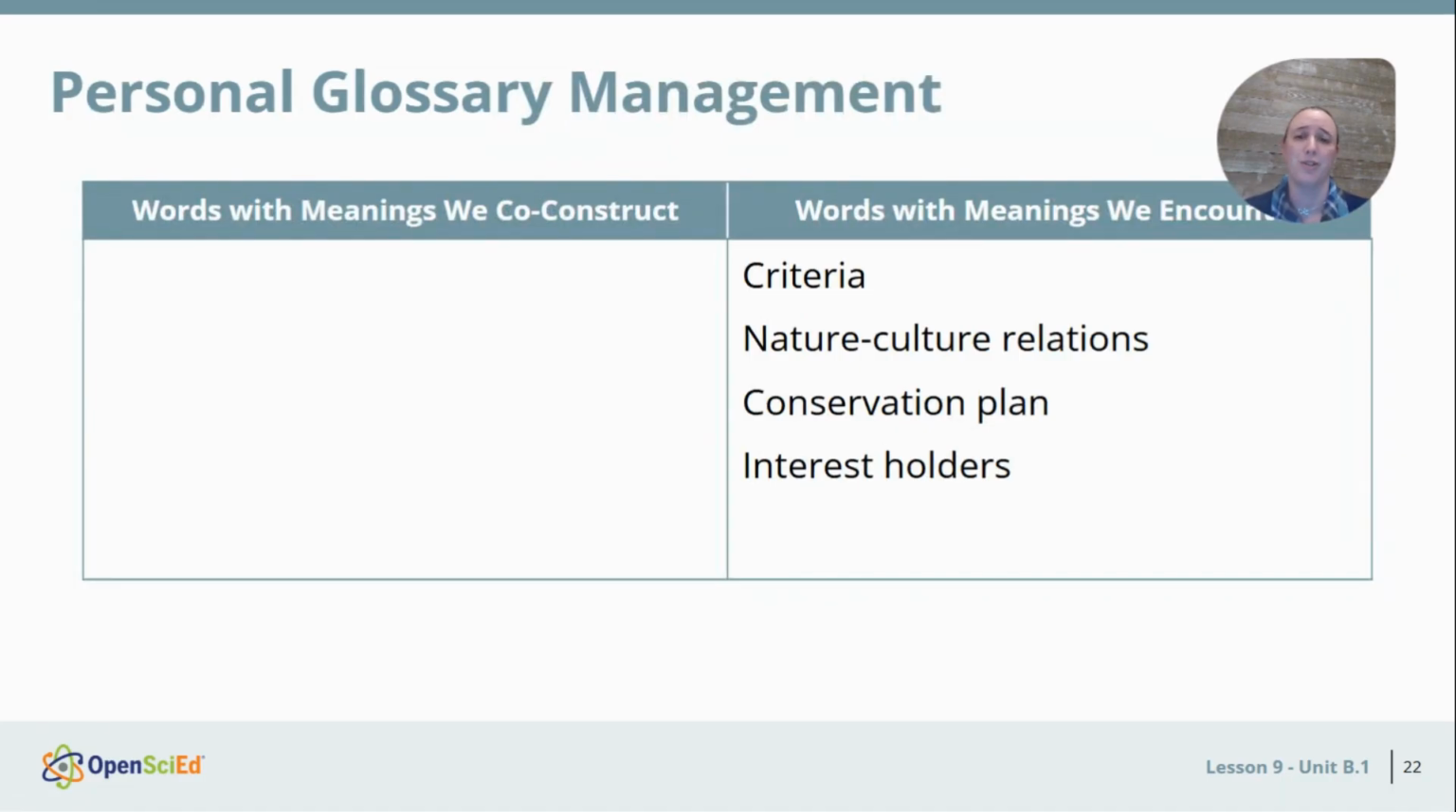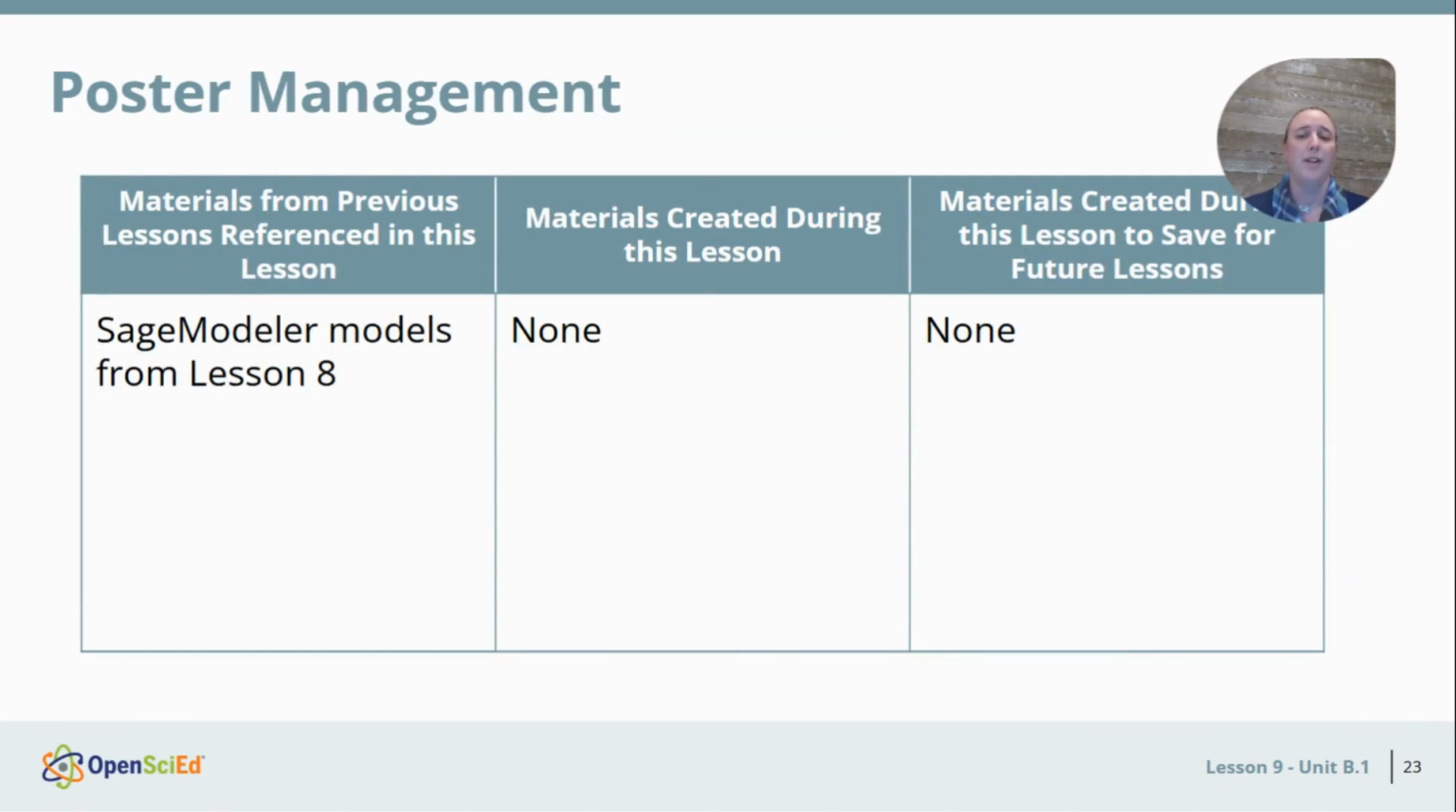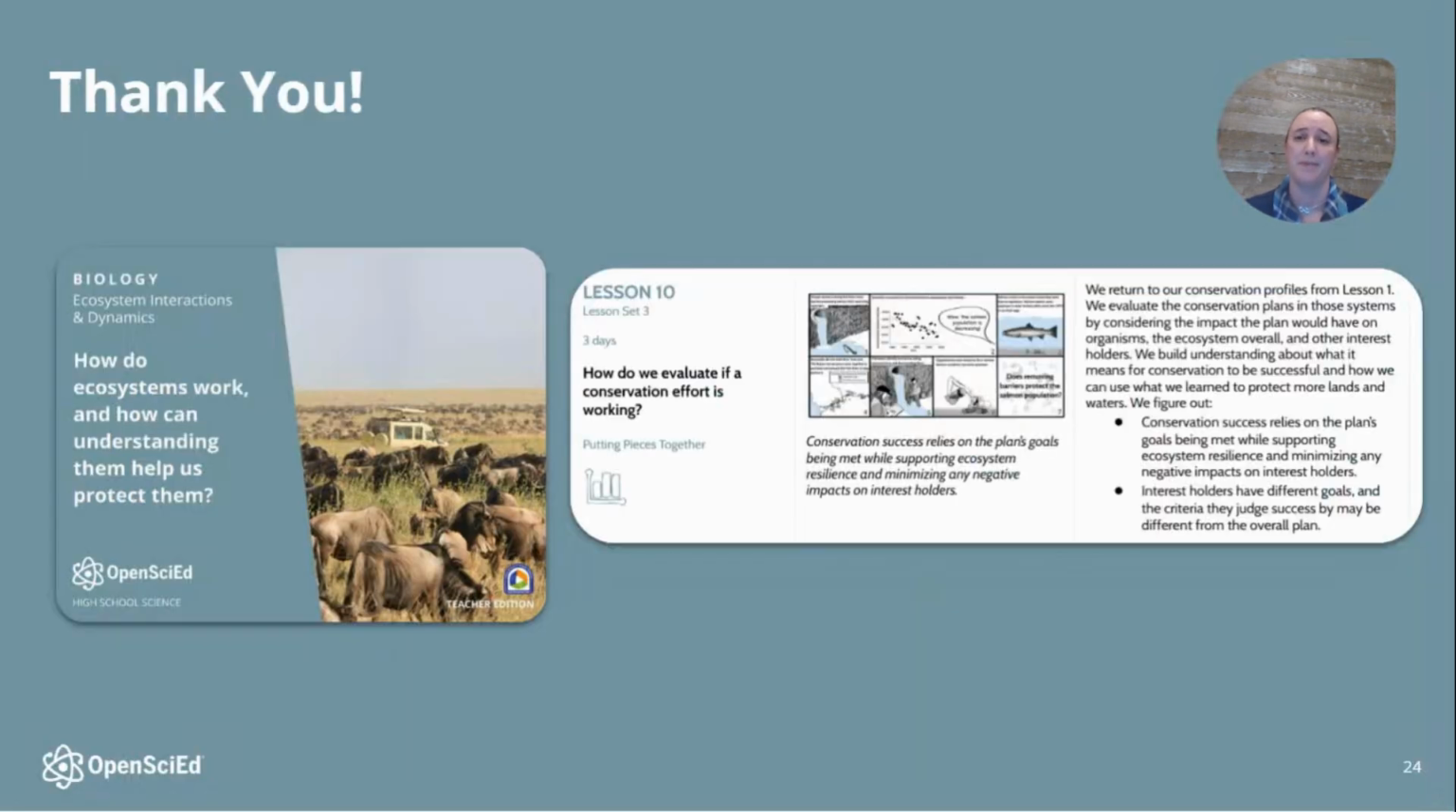Although we do not co-construct new words, we do revisit a few in Lesson 9: criteria, nature-culture relations, and conservation plan. We also talk about stakeholders being rooted in colonialism and could be viewed as offensive, so instead we use interest holders. There are no posters created during this lesson, but we do use a printed version of our SAGE Modeler models from Lesson 8 to add in humans.